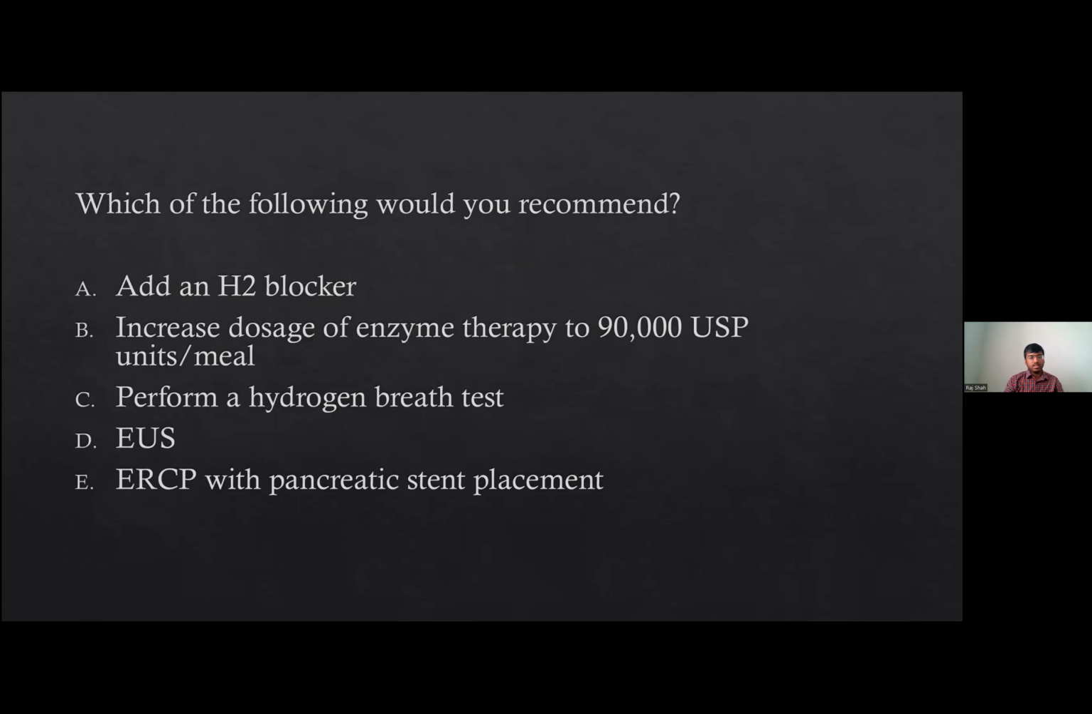Adding an H2 blocker, increasing the dose of enzyme therapy to 90,000 USP units per meal, perform a hydrogen breath test, EUS, ERCP with pancreatic stent placement.